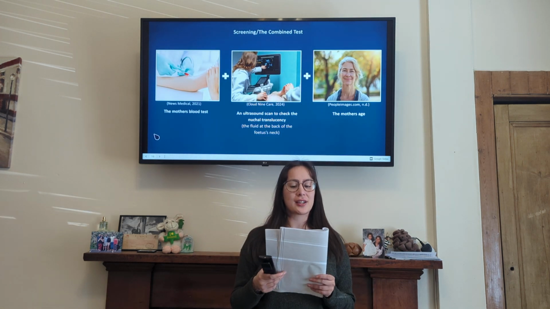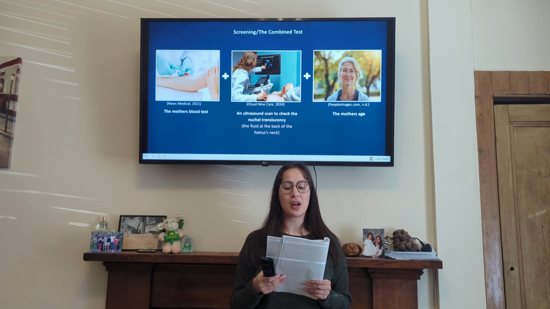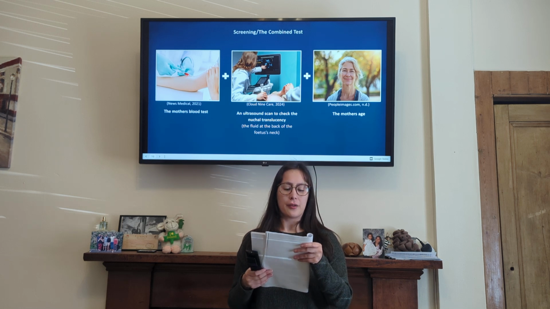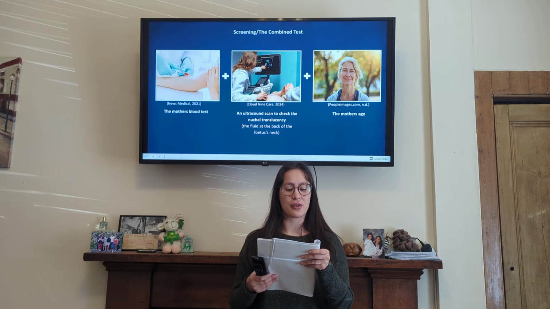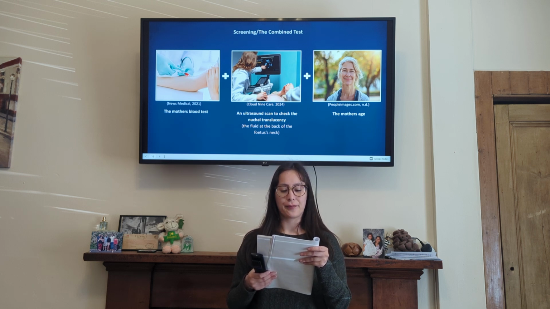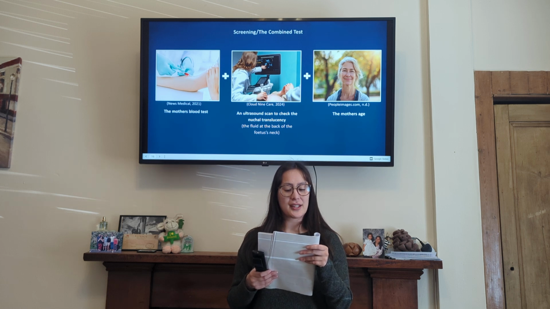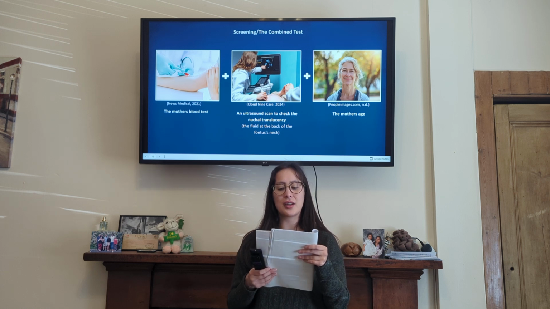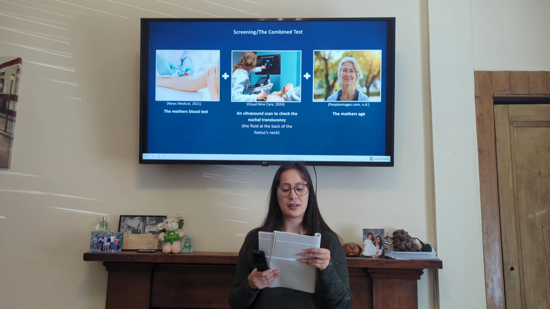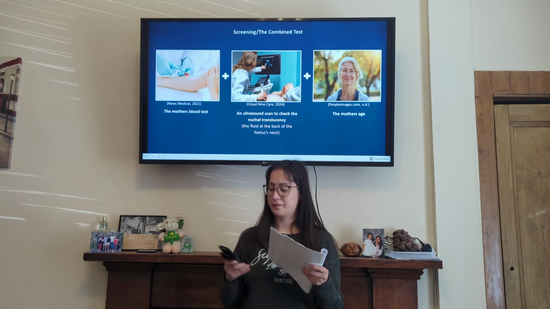Screening is also known as the combination test because it includes an ultrasound and blood test. First, the mother's blood is drawn and examined, followed by an ultrasound scan to measure the nuchal translucency, which is the fluid at the back of the fetus's neck. These findings, combined with the mother's age, determine the likelihood of the fetus having either of the three trisomies. Occasionally, the fetus's position restricts the nuchal translucency measurement. In this situation, further screening tests are offered later in pregnancy.